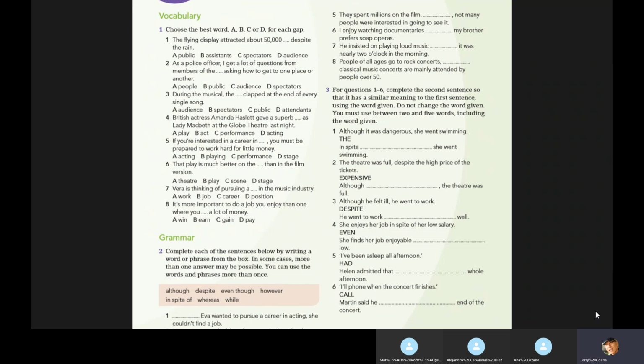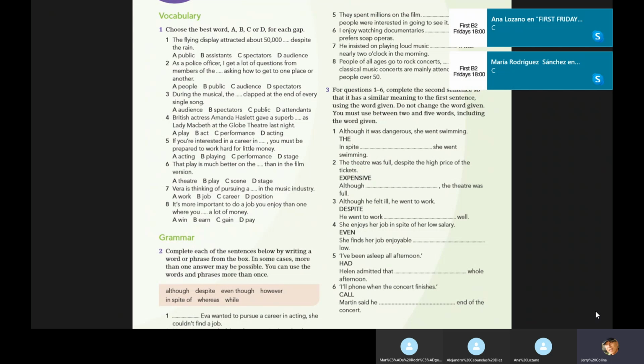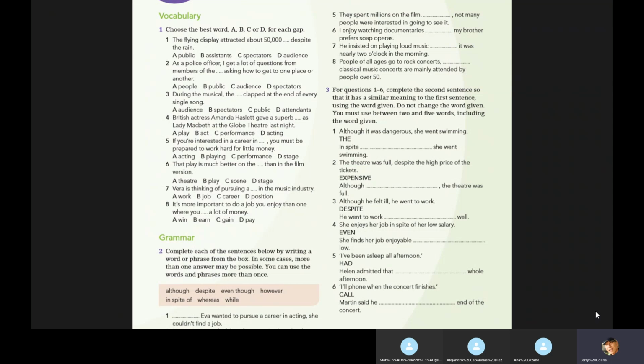And now you have to select if it is the public, because 50,000 what? 50,000 public, 50,000 assistants, 50,000 spectators, or 50,000 audience. Yes, very good, Anna. Yes, Maria, very good, because it is a sport event. So it is spectators. Excellent.